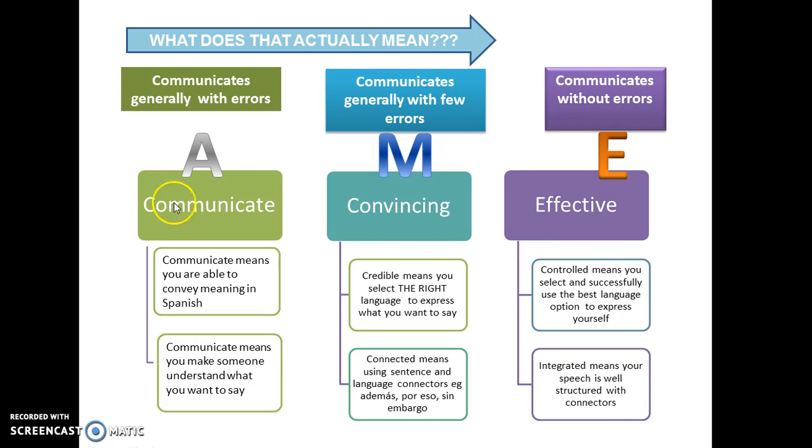So, with achieved, communicating means you're able to convey meaning in Spanish. It means you can make someone understand what you want to say, although you will have some errors. Convincing. This means that it's credible and connected. Credible means you select the right language to express what you want to say, and connected means using language that is connected, using language connectors, words that connect sentences and phrases, and being able to connect your ideas so that there's a logical order.